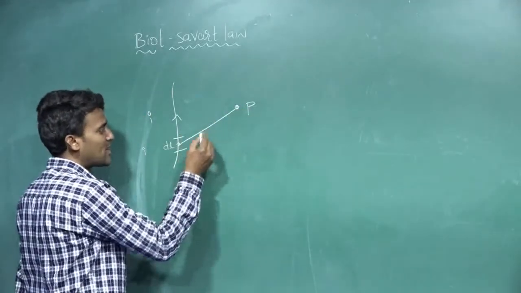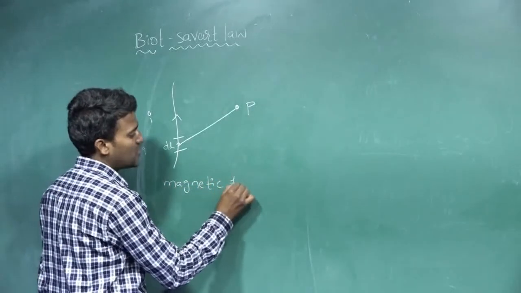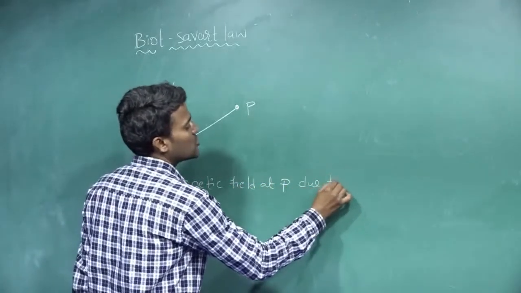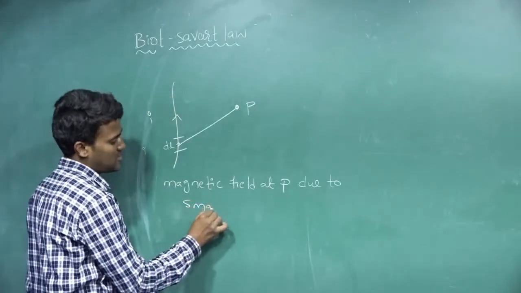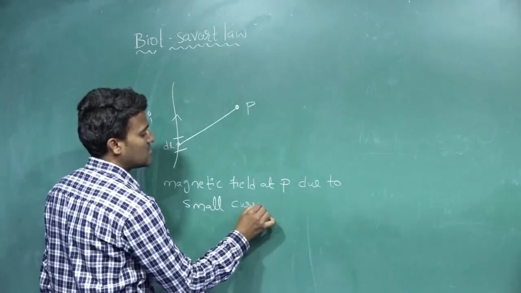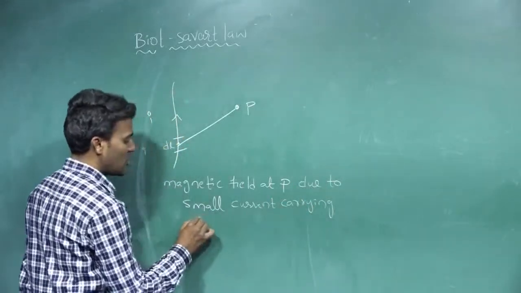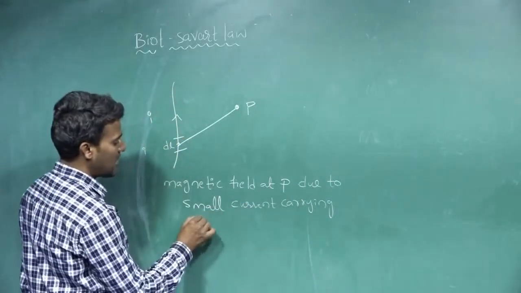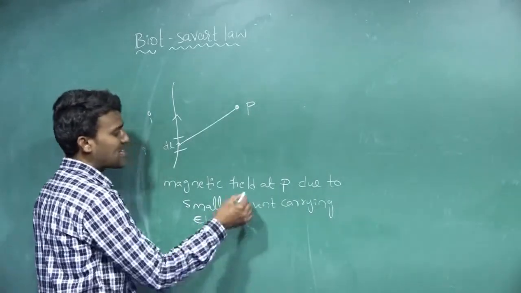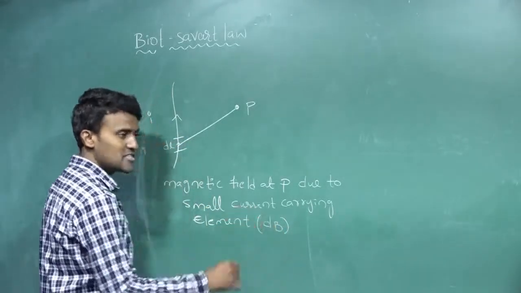So what is the magnetic field? I am calculating the magnetic field at P due to the small current carrying element. The magnetic field due to the small element we write as dB.